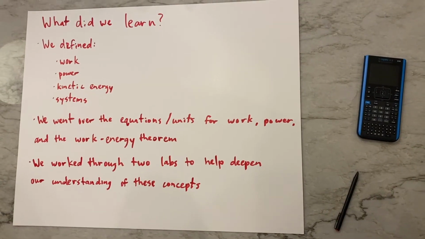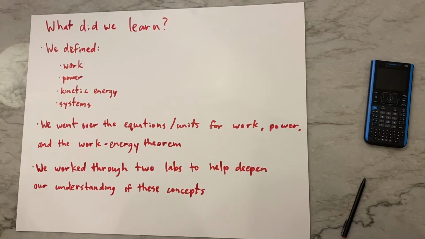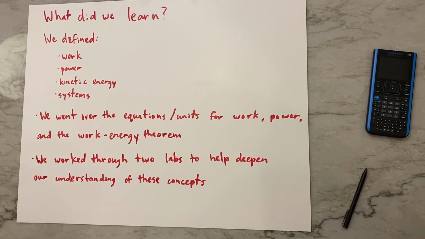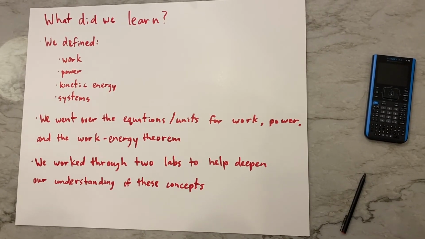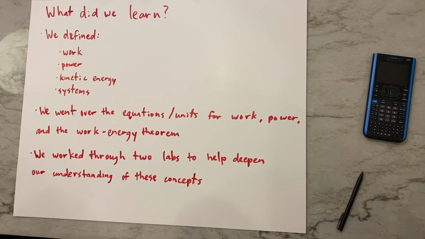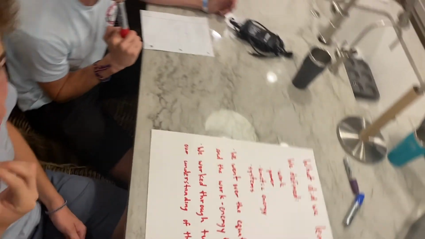So, what did we learn today? We defined work, power, kinetic energy, and systems. We went over the equations and units for work, power, and the work energy theorem. And we also worked through the 2 labs to help deepen our understanding of this concept.